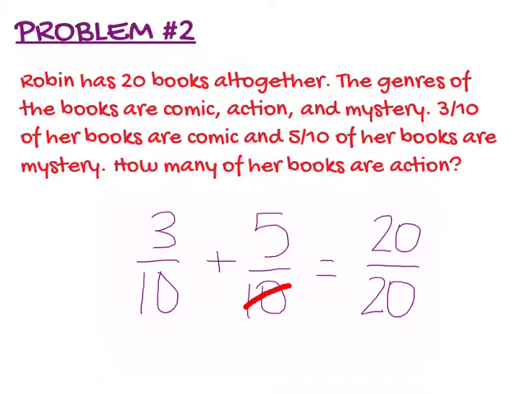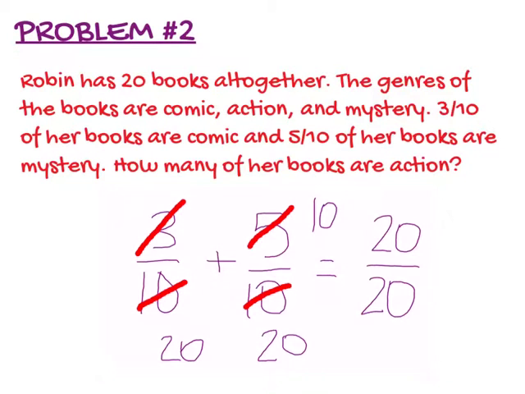So, what number times 10 gets you to 20? 2. So that is what makes it a 20. Do the same to the other side. And now you have to multiply what you multiplied by 10 to get to 20 for the numerator. So 5 times 2 is equal to 10. And 2 times 3 gets you to 6.